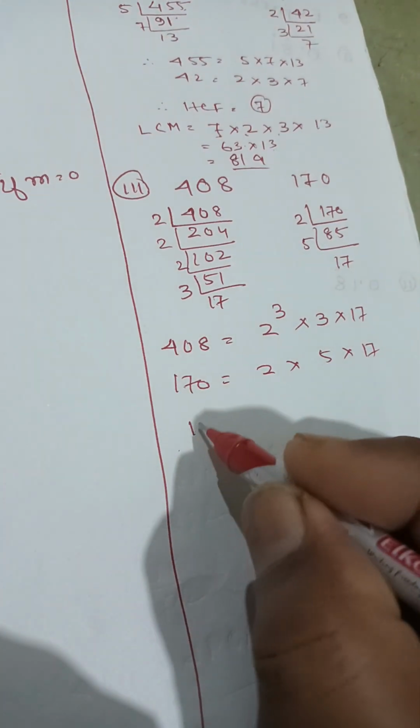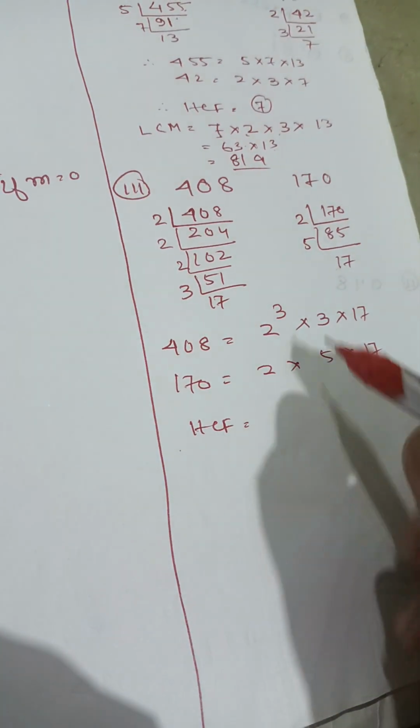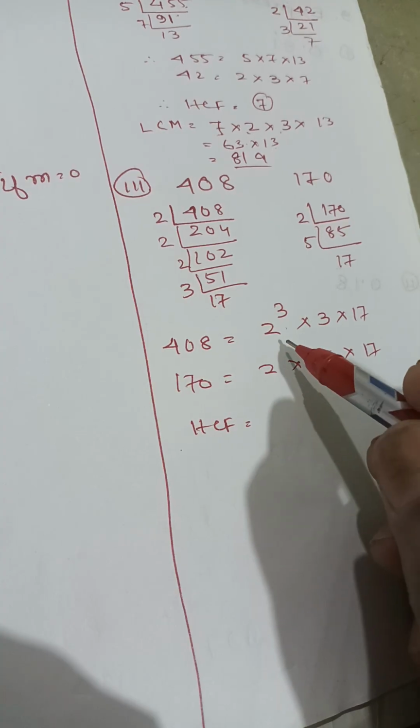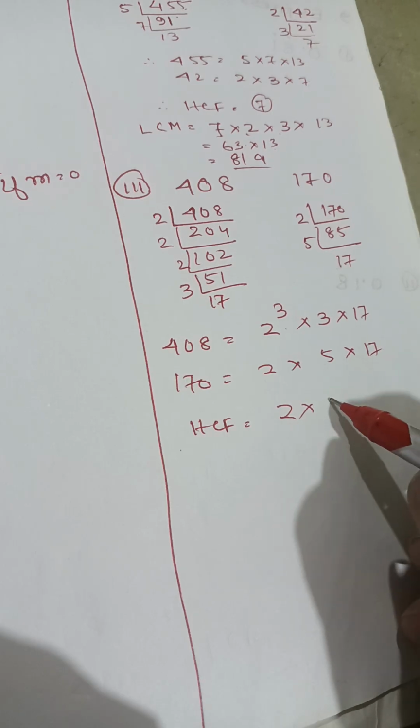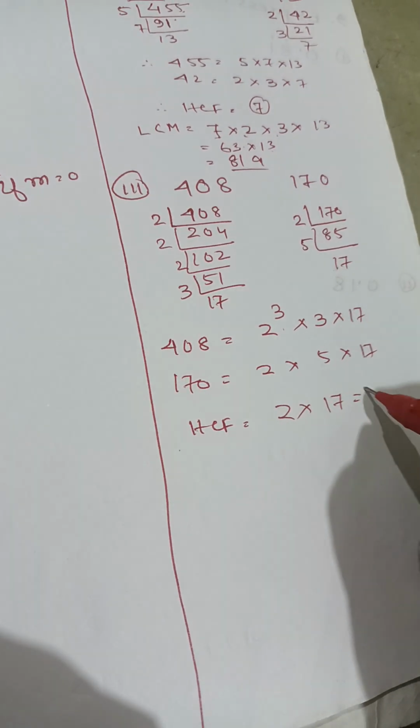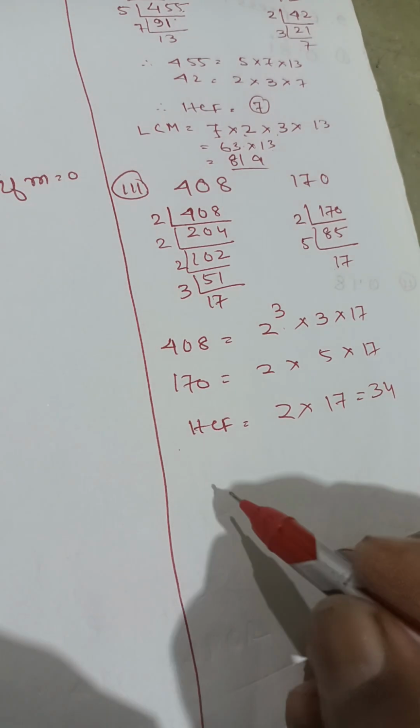So for the HCF, you see 2 cube and 2. The smaller one is 2, so you write 2. Now 17 is common in both, you write 17. So their HCF is 2 into 17, which is 34.